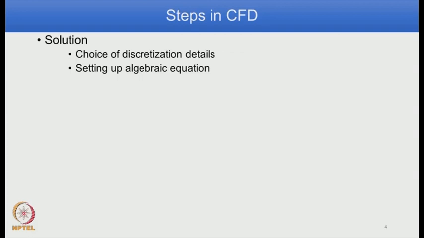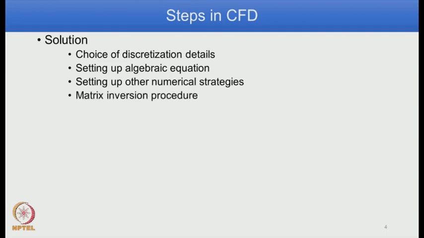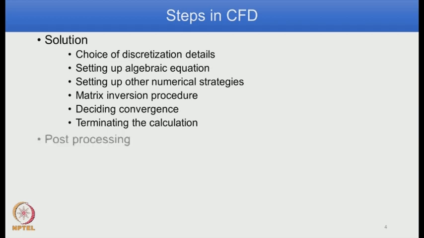Then once you discretize the governing equation, we get algebraic equations. We also set up a few other numerical strategies, we are going to look at that later. Then we invert the matrix. There are again different ways of doing matrix inversion. Then if the solution progresses, where to stop, how to decide the solution has reached the desired condition that we are looking for, that is deciding convergence, and so deciding terminating the simulation.